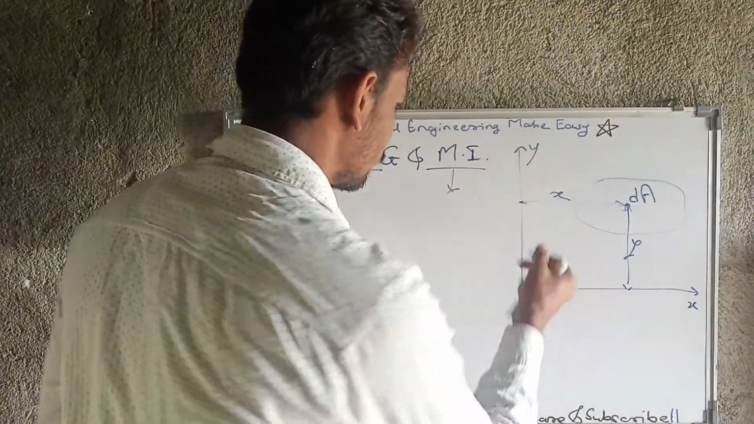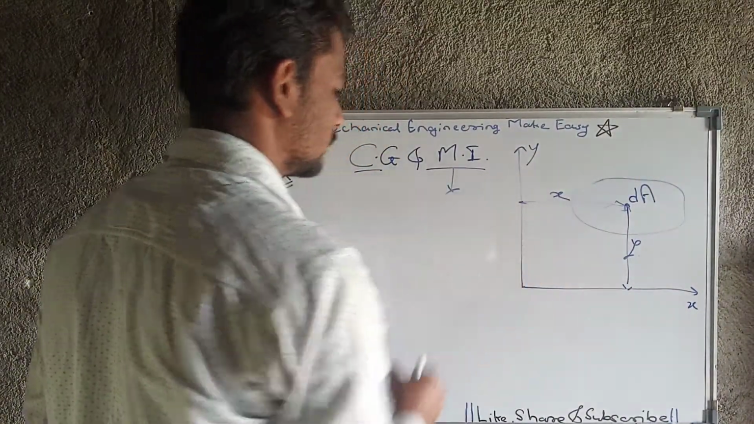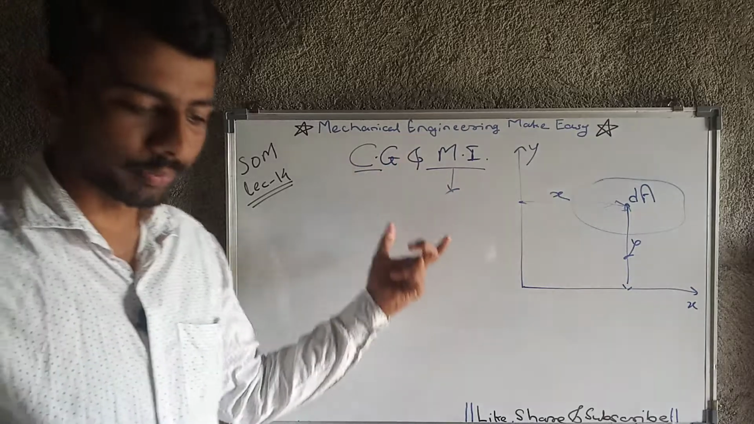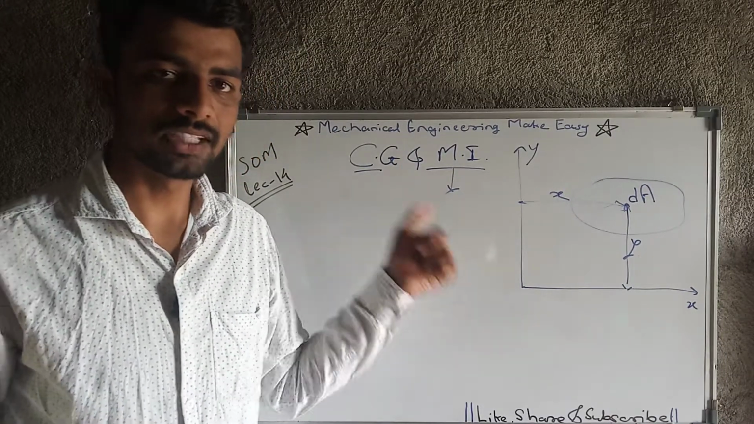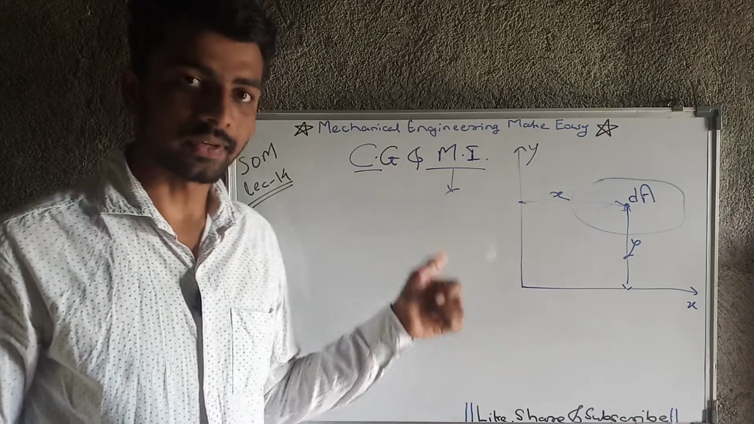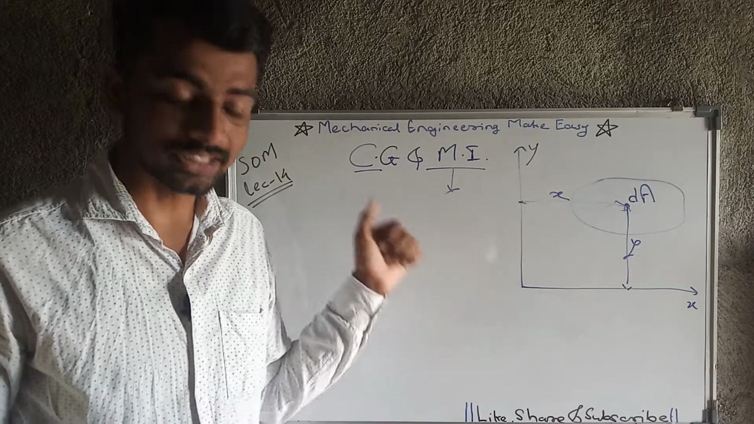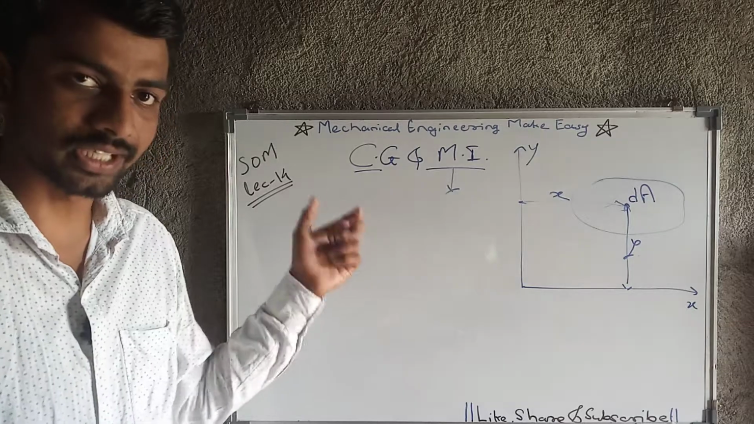And what happens exactly with this body? And what exactly is moment of inertia? Moment of inertia is also called second moment of area, or rotational moment of inertia, or rotational inertia.